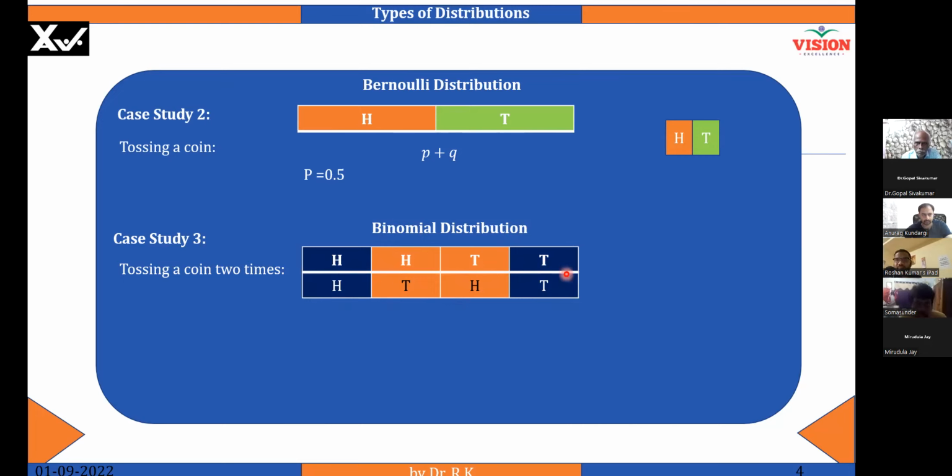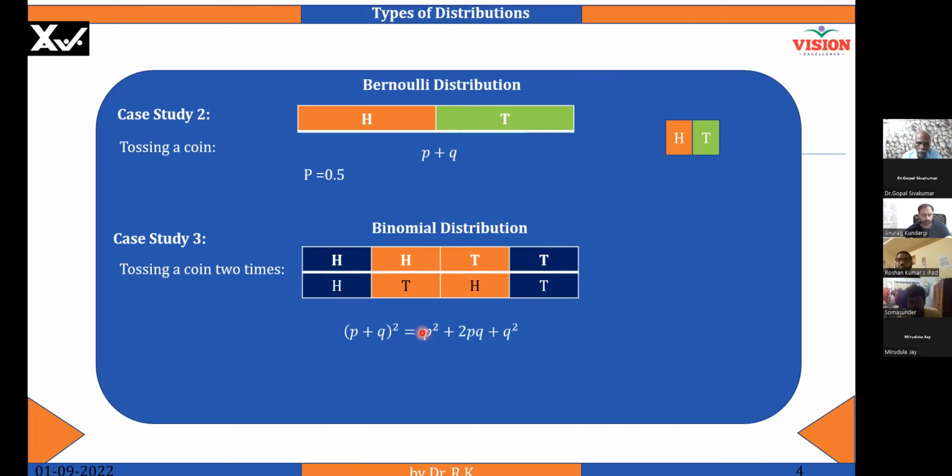So what is the probability of 2 heads occurring? First time head, second time also head. So 1 by 4. Out of the total 4 possibilities, this is the only way possible. Therefore, 1 by 4. What is the probability of tail falling both times? Again, 1 by 4. What is the probability of one head and one tail falling? Either head first time and tail second, or tail first and head second. So the probability is 2 by 4, that is 1 by 2.